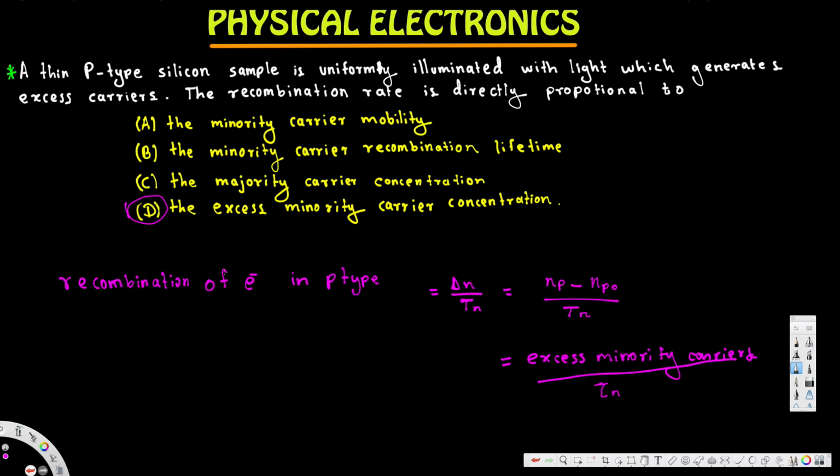So here you can see the recombination rate is directly proportional to the excess minority carrier concentration, and that's how we do this kind of problem.